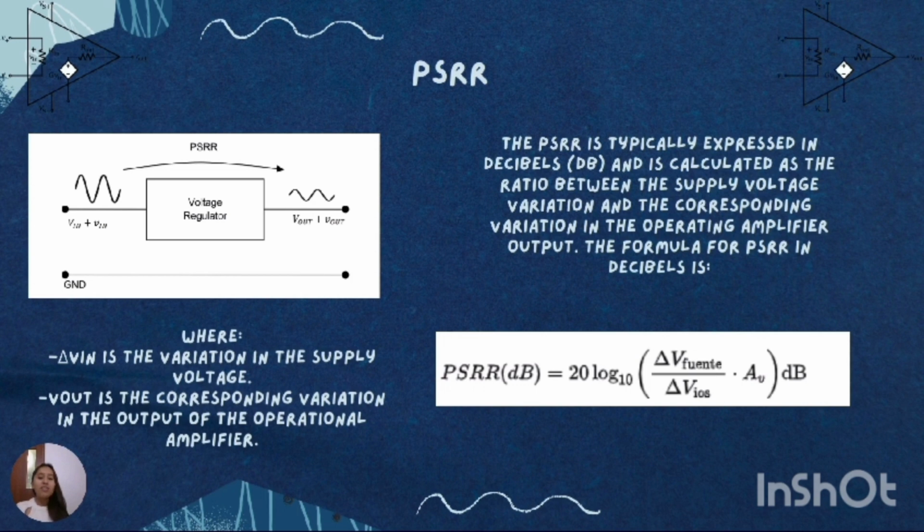The PSRR is an important specification, especially in applications where signal stability is critical and the power supply can be noisy or subject to significant variations. A high PSRR indicates that the operational amplifier is maintaining its output stability even when the power supply varies.